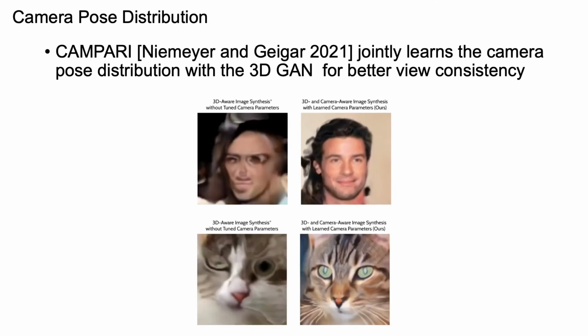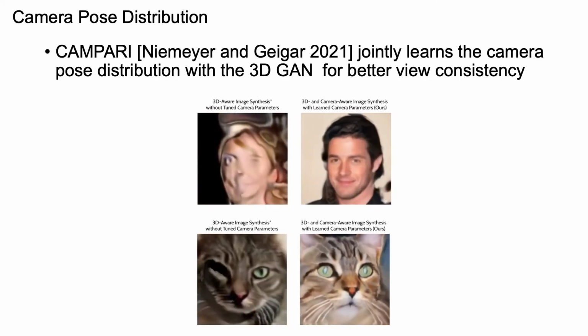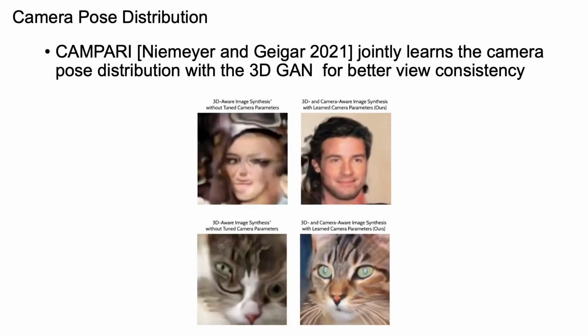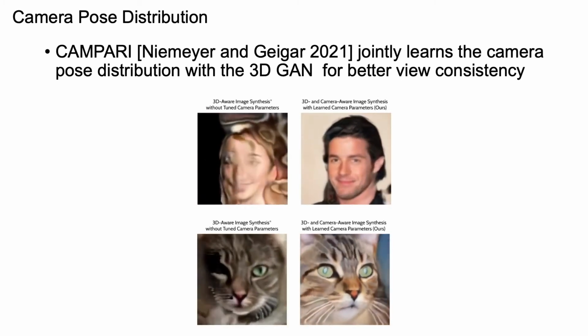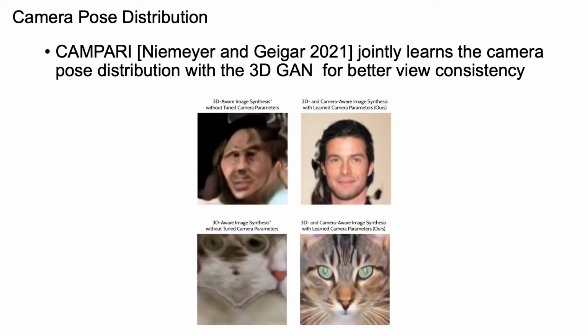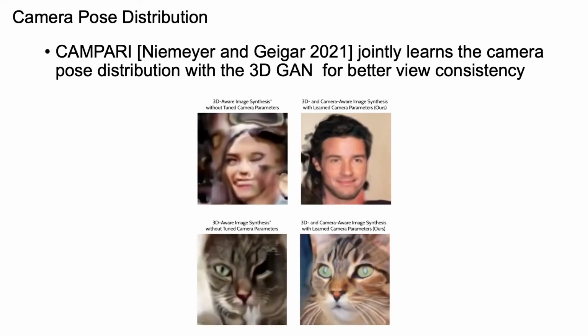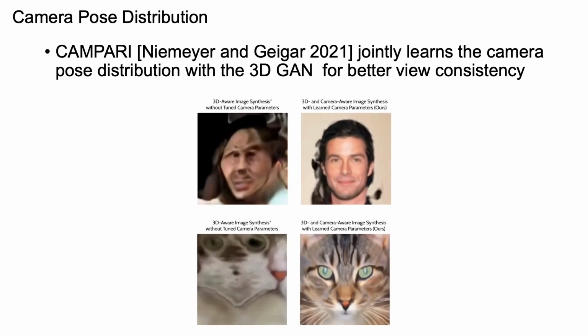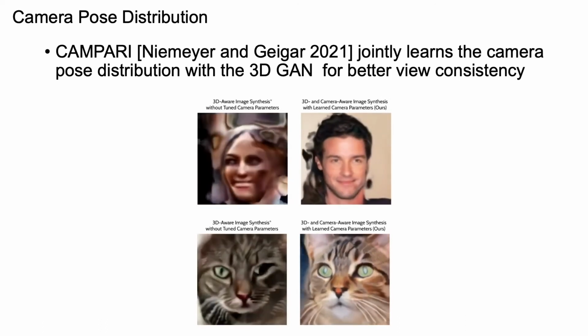3D GANs have seen dramatic improvement recently, but there remains a good number of problems to address. For example, the performance of a 3D GAN is strongly dependent on having accurate camera poses, which are currently typically estimated for each image. CAMPARI demonstrates that jointly learning the camera pose with the 3D GAN results in better view consistency.